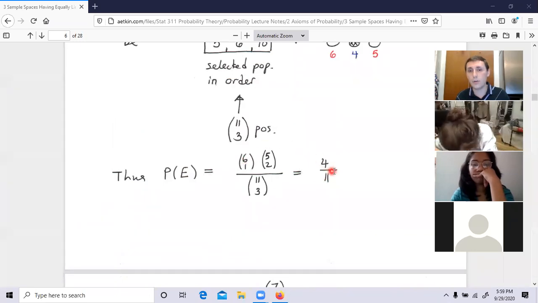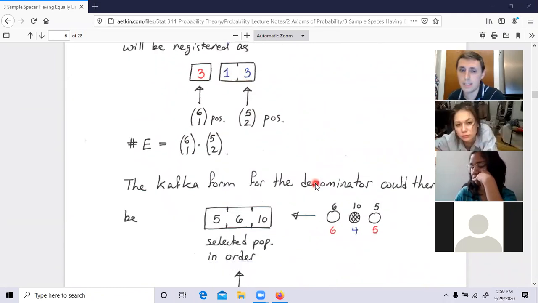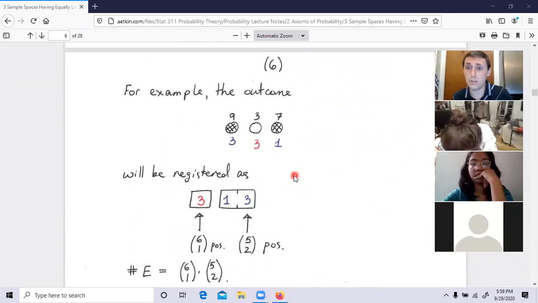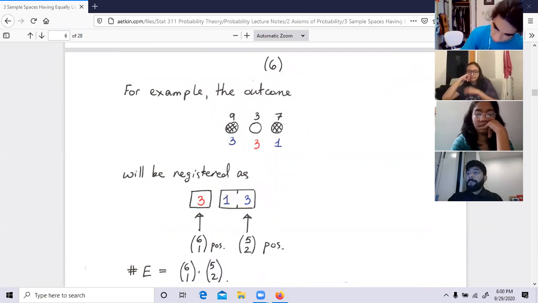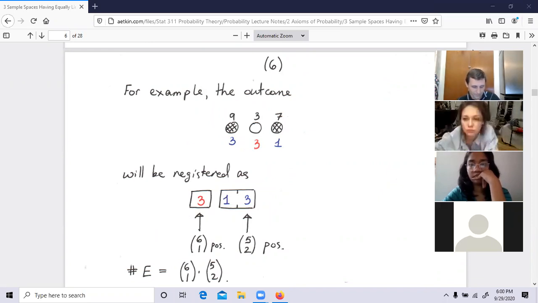Look at it, 4 divided by 11. Which of those procedures do you think was easier, computationally easier? Computationally easier was which procedure? What do you think? Second one. I think so, right?